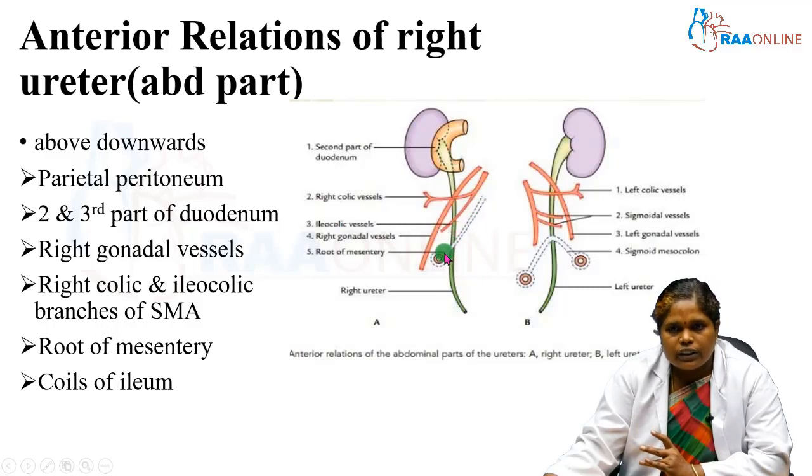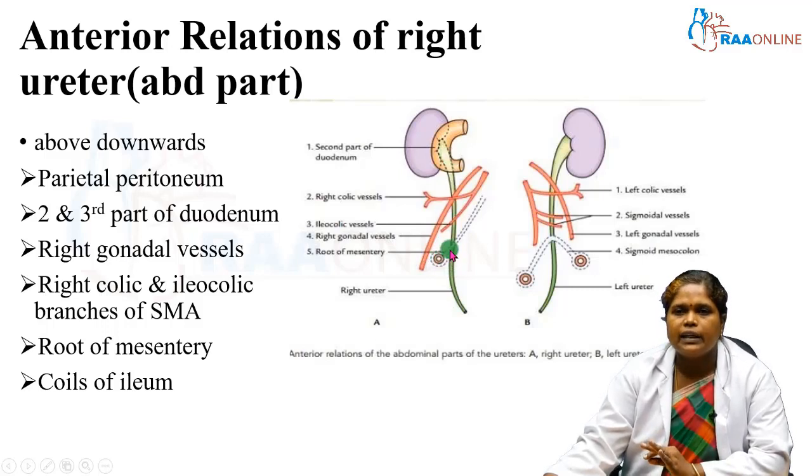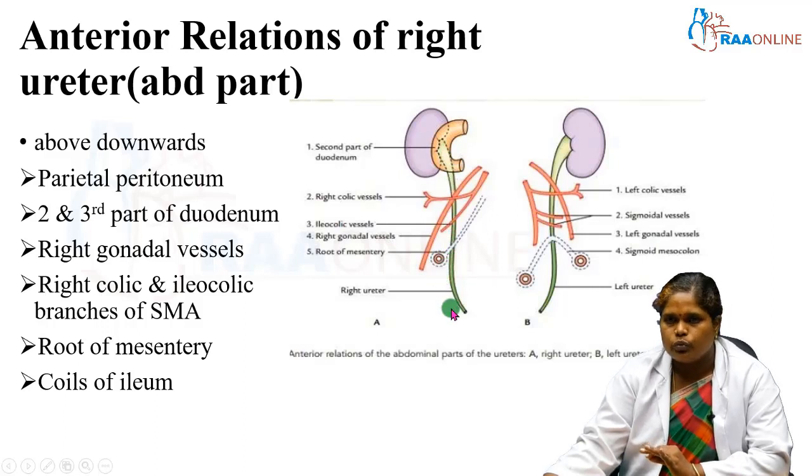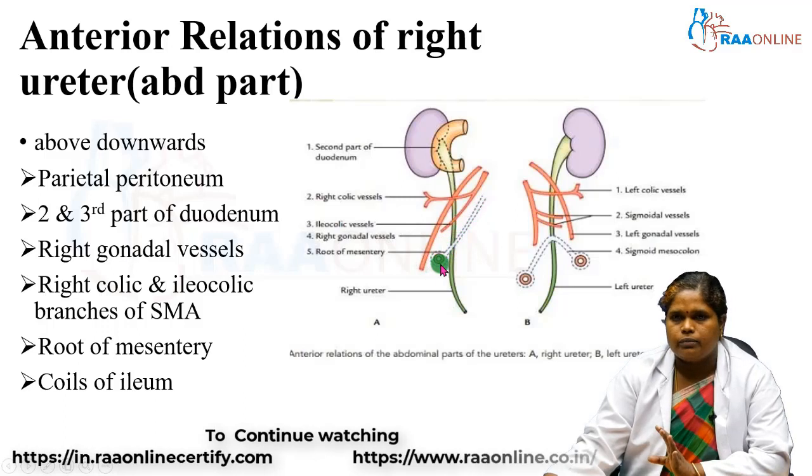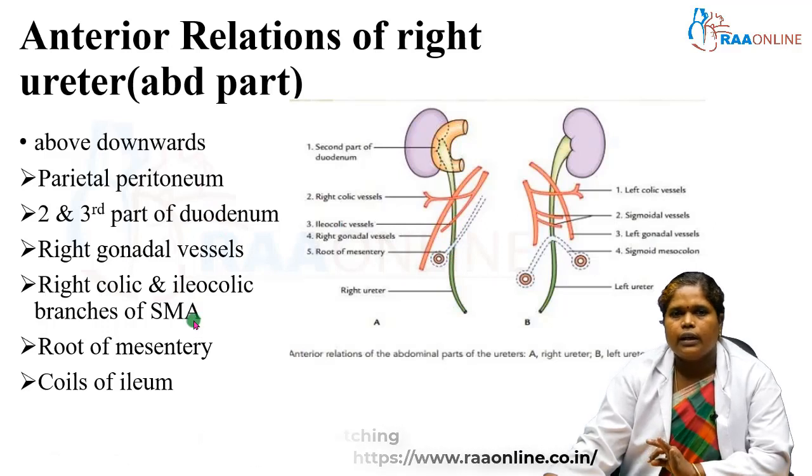And then the right ureter is crossed anteriorly by the root of the mesentery. You can see here, this is the root of the mesentery. And the coils of ileum will be related anteriorly to the right ureter. So these are the relations of the right ureter from above downwards: the second and third parts of the duodenum, the right gonadal vessels, the right colic and ileocolic branches of the superior mesenteric artery, the root of the mesentery and the coils of ileum. Okay. So if you practice this picture, you can easily understand the anterior relations of the right ureter, abdominal part.